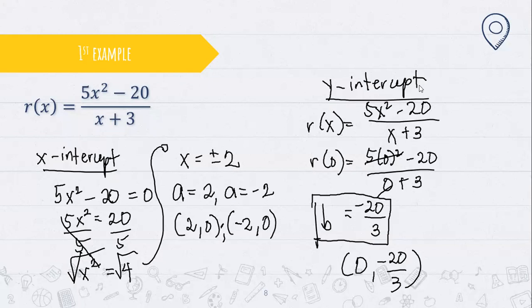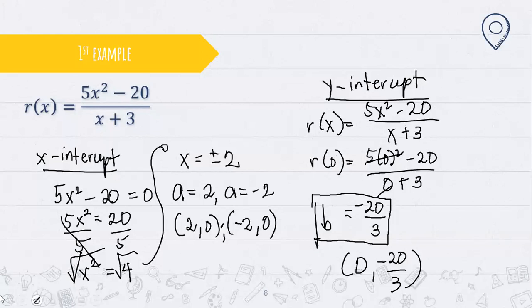Okay, but before we equate, what do we need to consider first? It should be in simplified form, sir. Very good. How about our y-intercept? How do we get the y-intercept? Substitute 0 for x. Okay, very good. Substitute x with 0. So very good, that means you can do it.